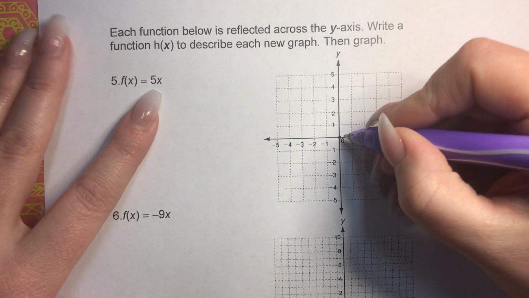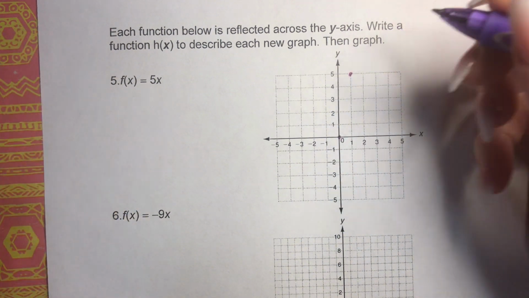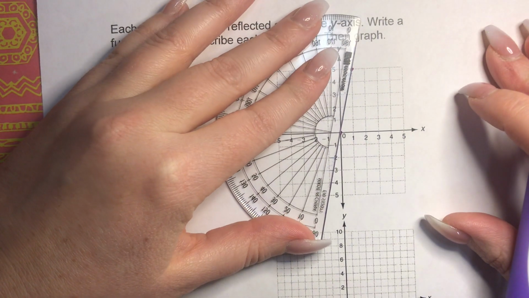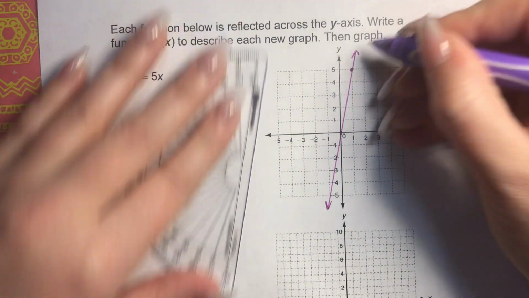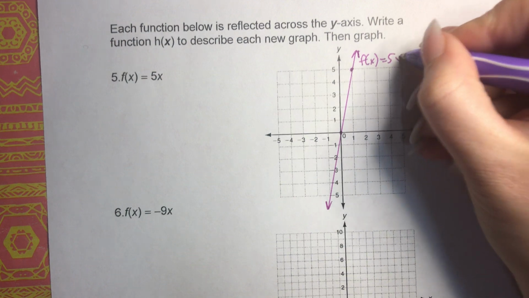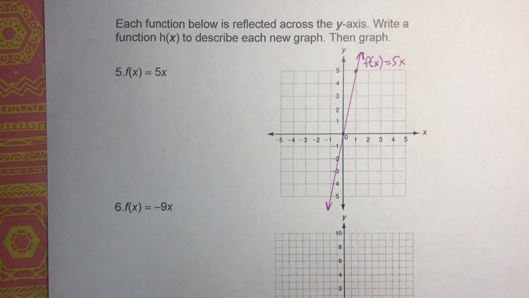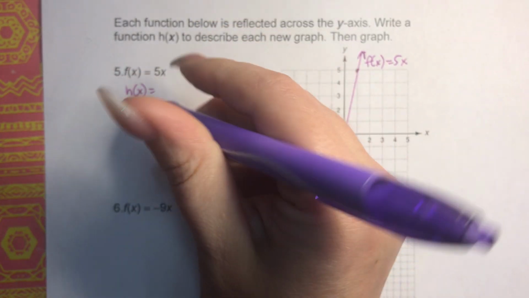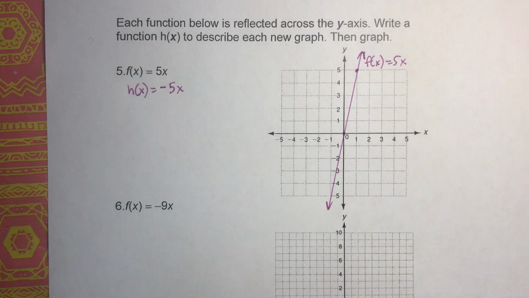So y-intercept is here. The slope is up 5 over 1. So we're just going to graph that. Okay, and then we are just going to say that is f of x. Perfect. And then we want to talk about the reflection, and it wants us to call that h of x. So these are just so easy. This is positive, that means this becomes negative, and that's it. Okay, and then we graph it.